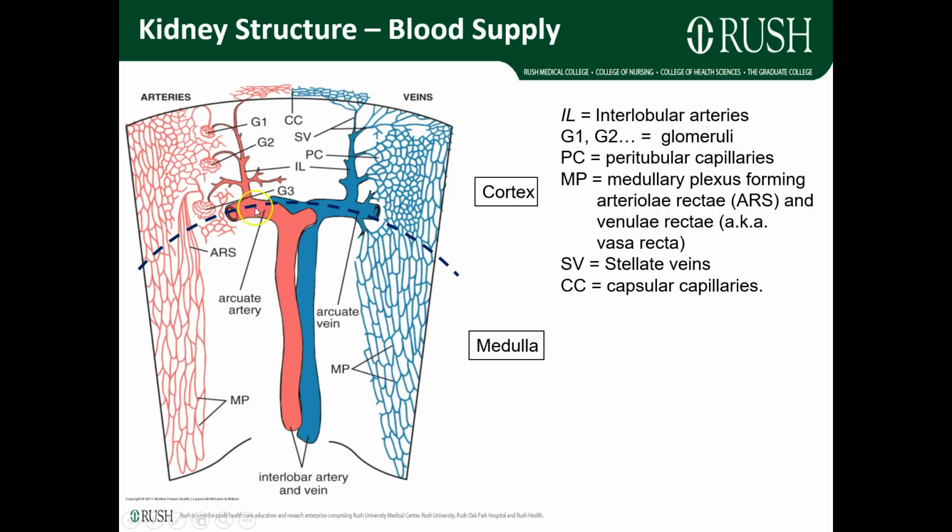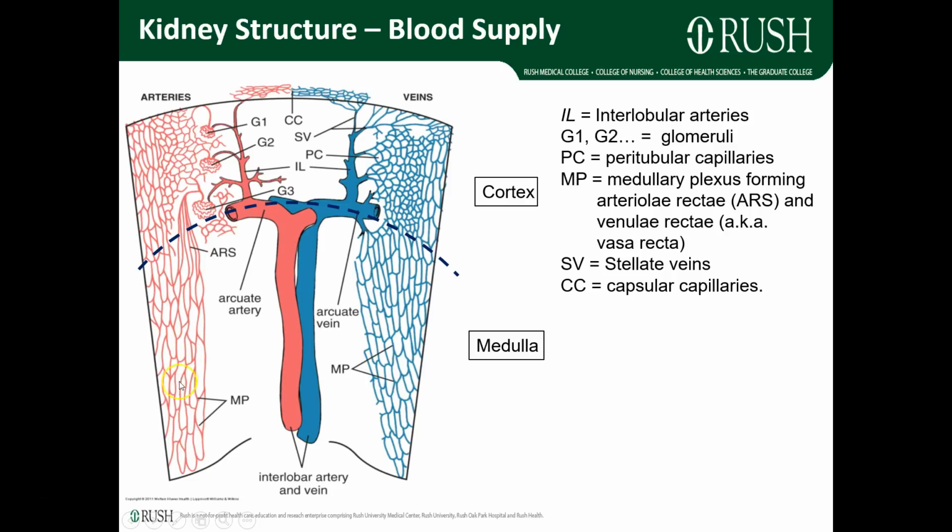the interlobular arteries. From there, the blood is supplied to the glomeruli, here G1, G2, G3, as well as all the other associated structures, including the capsule here, the capsule capillaries here, as well as in the medulla, which we refer to as the medullary plexus, which form overall vasa recta.